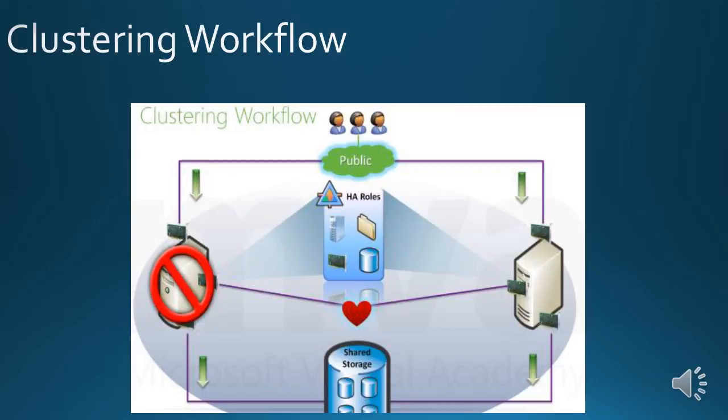At this point, our health detection is going to kick in, and the second node realizes that the first node is no longer responsive. The second node will look at its own cluster database and figure out what the first node was hosting. The second node knows that the first node was hosting a VM, a file server, networking components, and a SQL database.